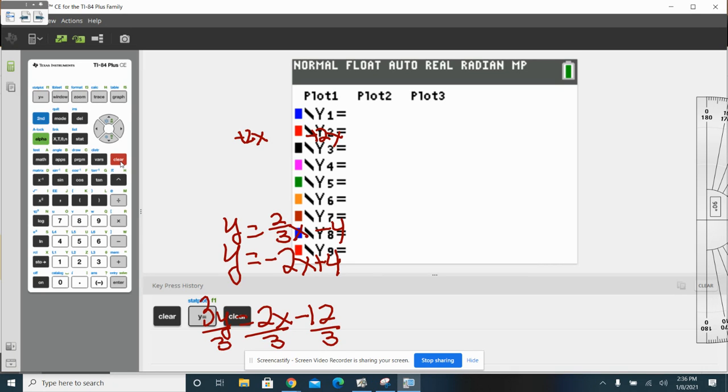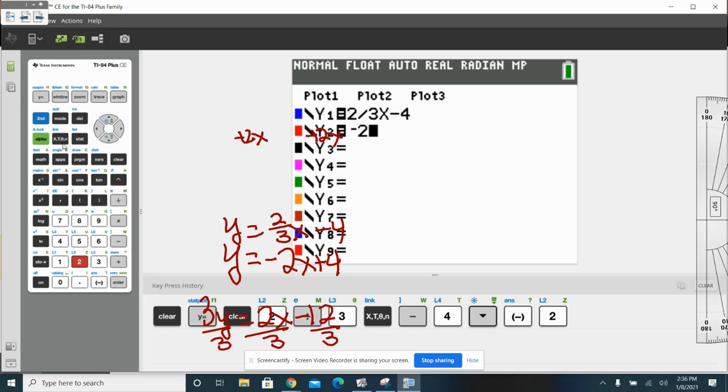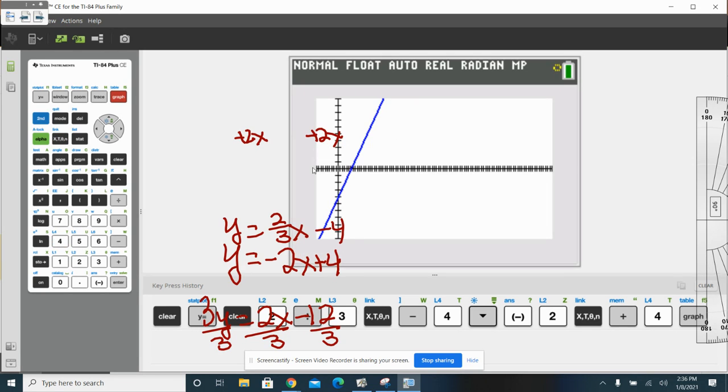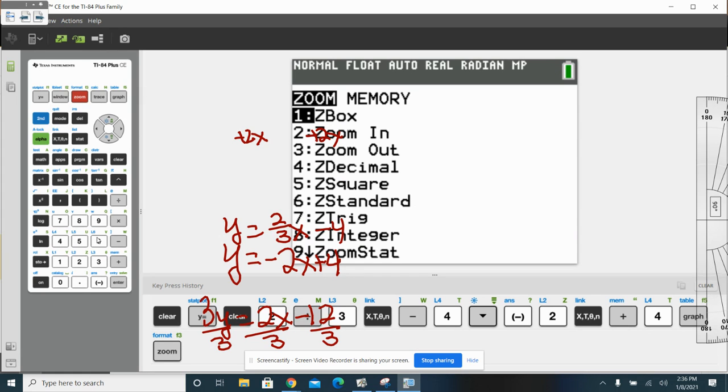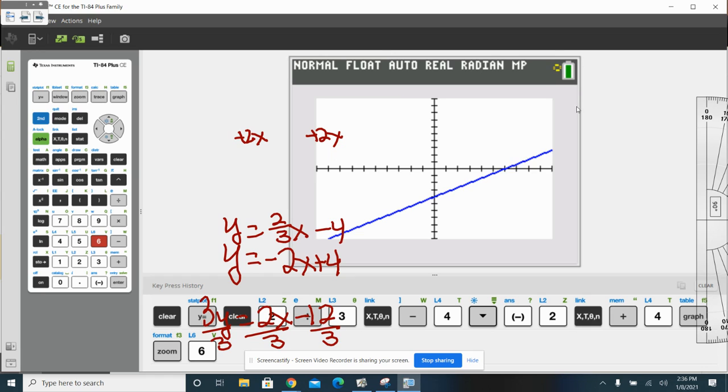Okay, 2/3 x minus 4. So 2 divided by 3, x minus 4. That's your first equation. Your second equation would be negative 2x plus 4. And we can graph it. Oh, my zoom's all messed up. Zoom 6. Let's look at the standard zoom. Okay, so there's one equation. There's the other. Clear as day, there's the solution. Now, you could kind of guess where it is, but that is not a reliable method. Trace is a key that I highly recommend you do not use.